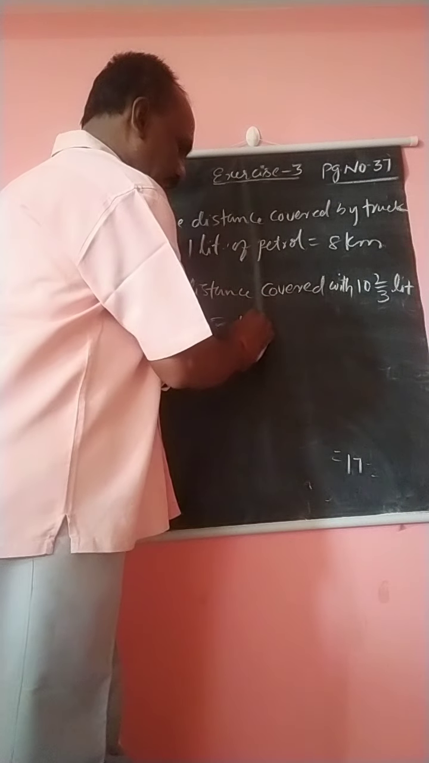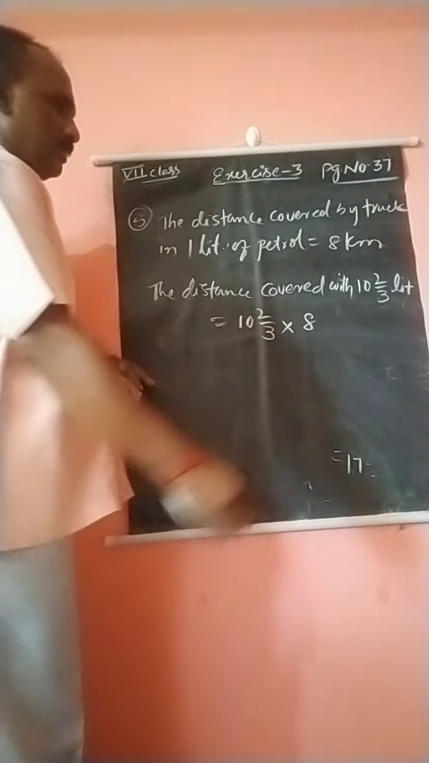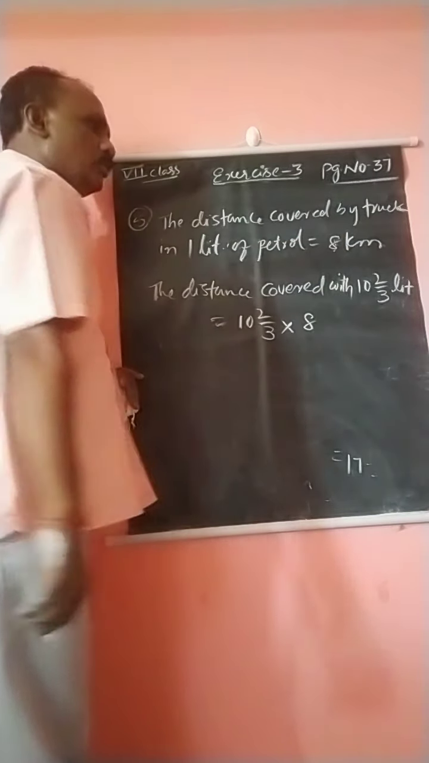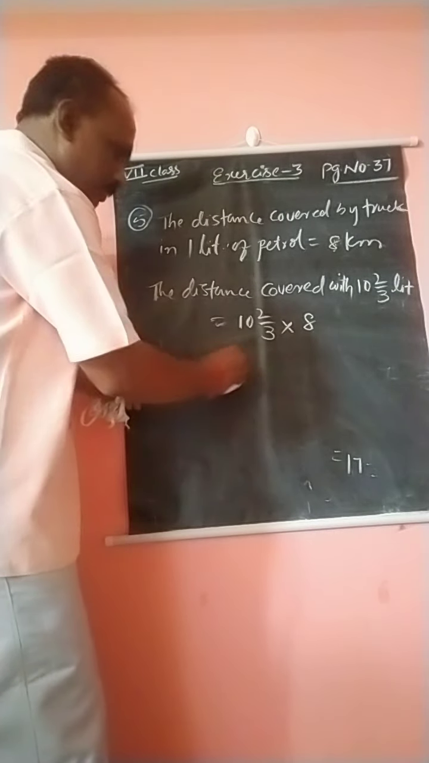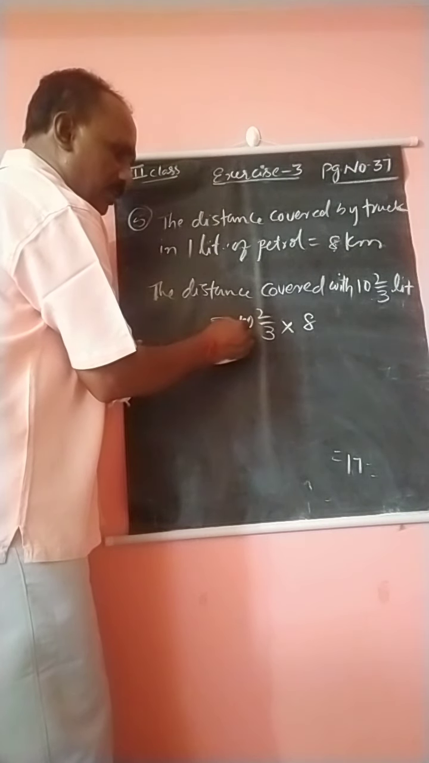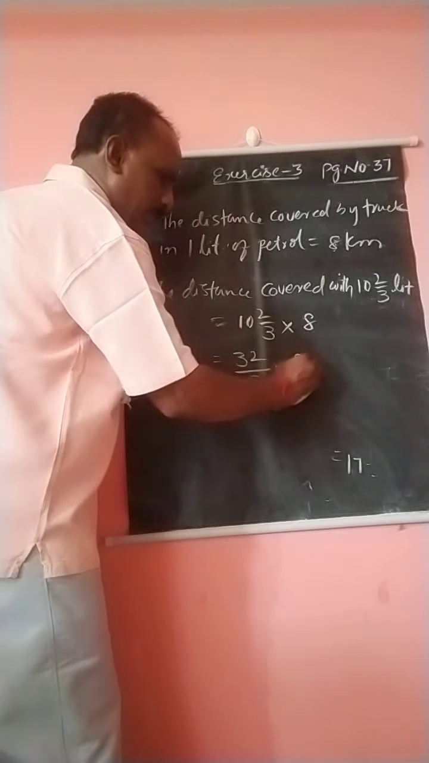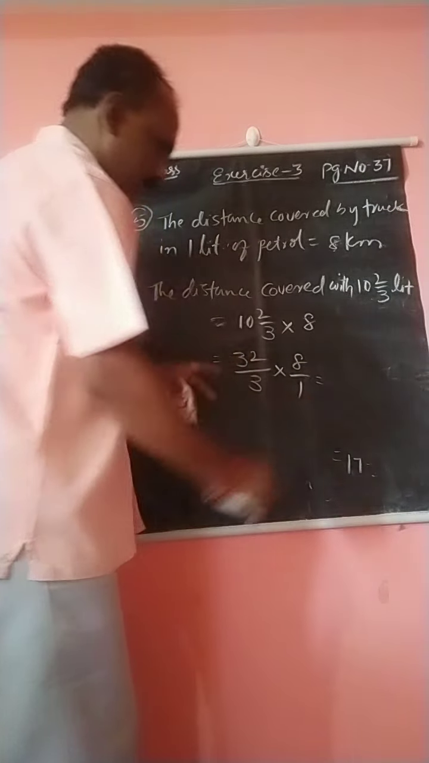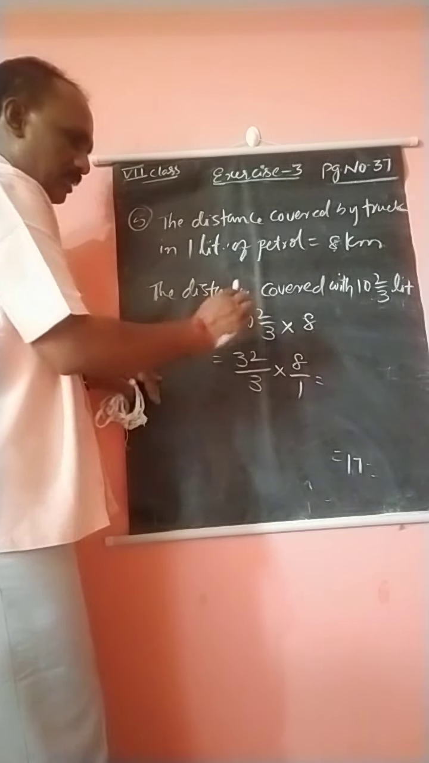That means 10 2 by 3 into 8. You have to multiply both. For 1 liter of petrol this many kilometers, so with 10 2 by 3 liters, how far will it go? That means 10 2 by 3 into 8. You can make it a mixed fraction: 10 threes are 30 plus 2, 32 by 3, into 8 by 1. Is there any cancellation? No cancellation.